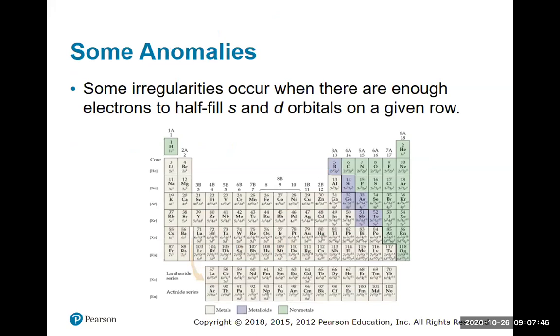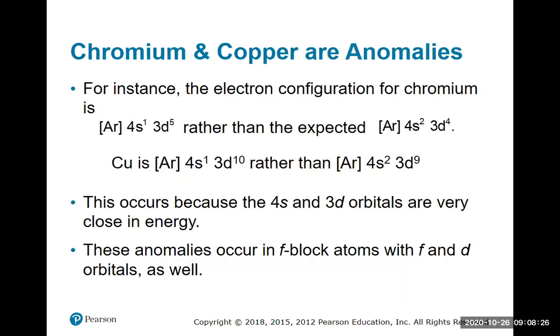So you do see some differences when there are enough electrons to half fill s and d orbitals on a given row. And this gets back to what I was talking about, that sometimes you'll have a little bit different filling when it allows you to have 2 half-filled orbitals. So in other words, half-filled s and half-filled d. That gives you a little more stability. So we'll take a look at that in a moment here. And here's an example of one of the periodic tables where they have all of the valence electron configurations listed on the table.